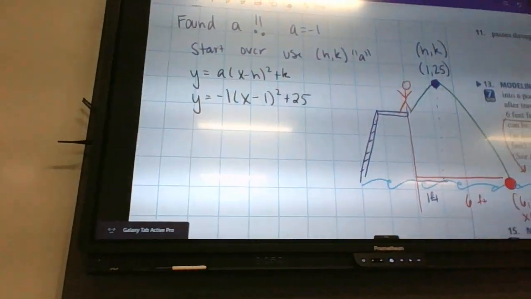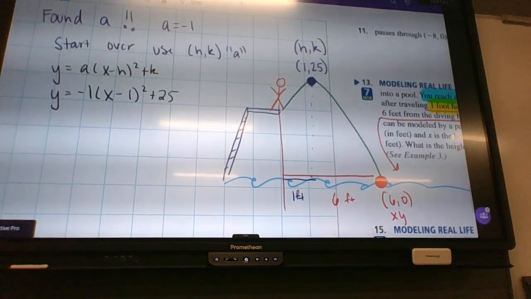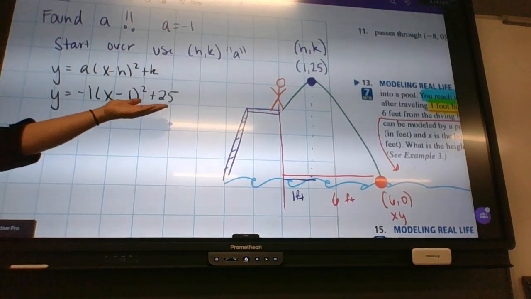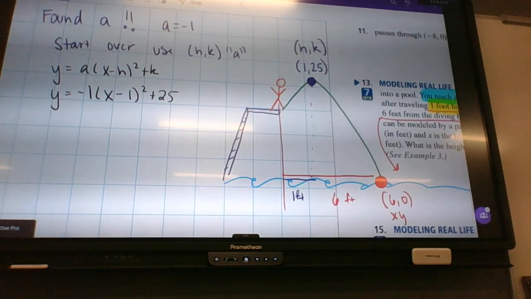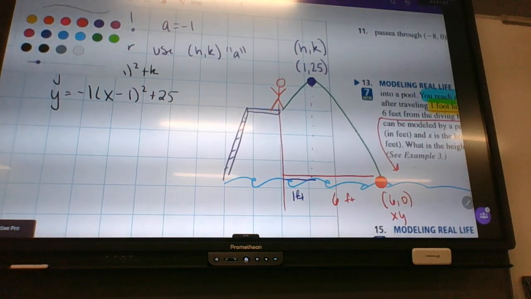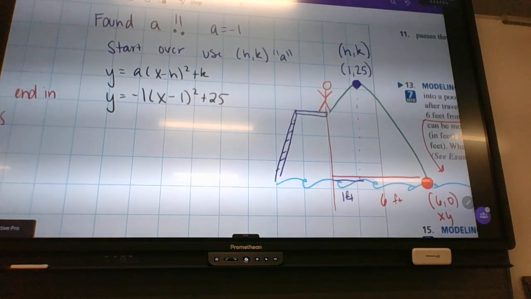We could now put this into Desmos and see the entire path of the diver, because this is a quadratic equation. It's just that we want to end in standard form. No, you have to end in standard form.